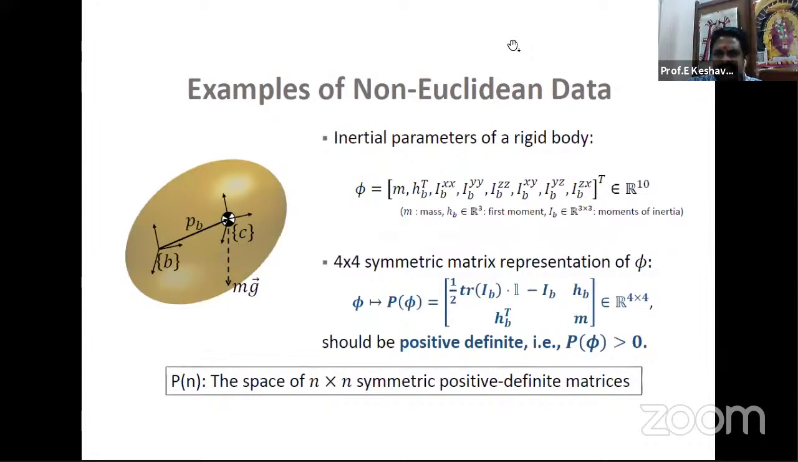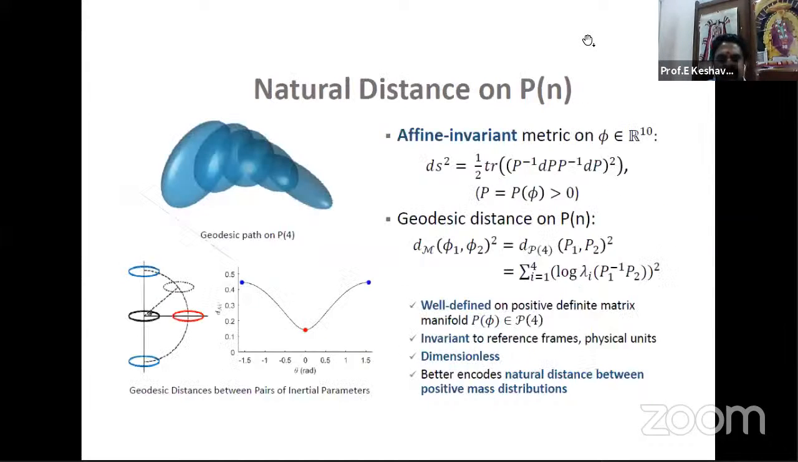Now, the inertial parameters of a rigid body. Phi is a 4 by 4 matrix. See this diagram: this is P, and at point B and point C, in the physics, mg acts downward. The weight acts downward, right? So I need this matrix to be positive definite so that it works for me. This phi should be a positive definite matrix, greater than 0, so that it works.